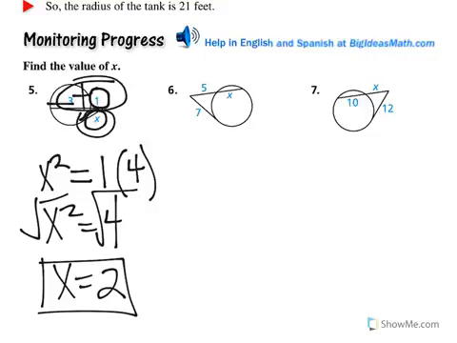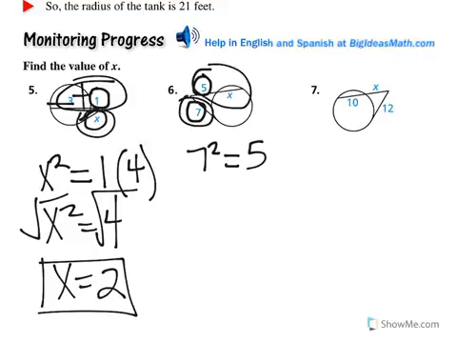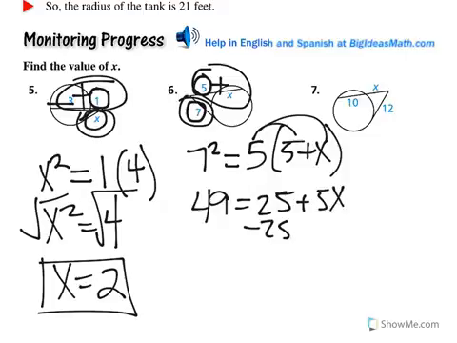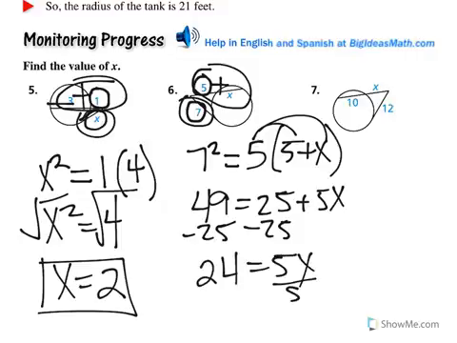If we look at number 6, same thing. We have our tangent squared, so 7 squared, is equal to the outside piece, which is 5, and we're going to multiply it by our whole line, which is 5 plus x. Okay? We're going to distribute. You get 7 squared, which is 49, equals 25 plus 5x. Subtract 25 from both sides, which is 24, is equal to 5x. Divide by 5, and you get 4.8.